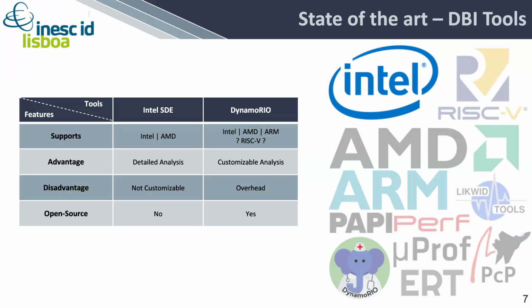Another limitation of Intel SDE is that it's limited to Intel and AMD, while open source tools like DynamoRIO can also support ARM and more recently RISC-V, although still in initial stages. This tool only takes slightly longer to perform application analysis. However, it allows for the extension of support for application analysis to ARM and RISC-V systems. Since this tool is open source, it was integrated with the CARM tool via a custom DynamoRIO client.